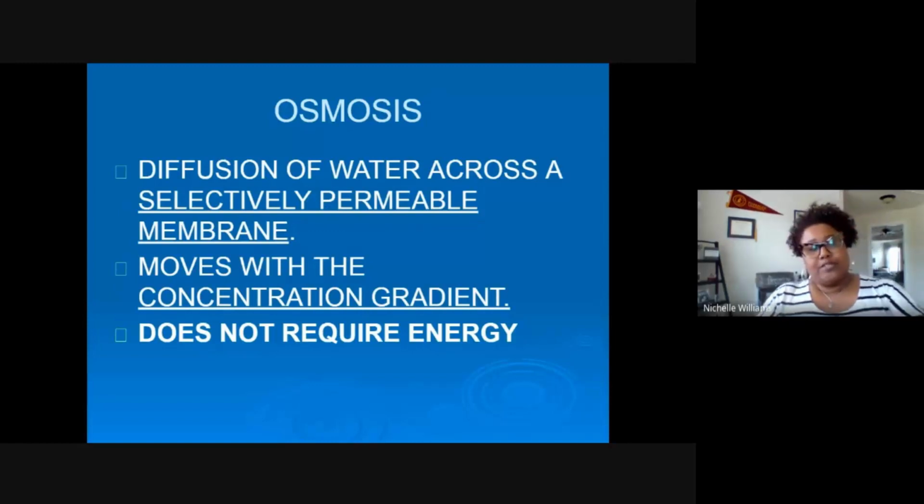All right, so osmosis. Osmosis is the diffusion of water. So now we're not talking about just any old substances moving across the membrane. Now we're talking about specifically water moving across the membrane. And again, because it is diffusion, it's moving with the concentration gradient. So where there's least resistance, it's going with the flow. All right. And again, does not require energy.